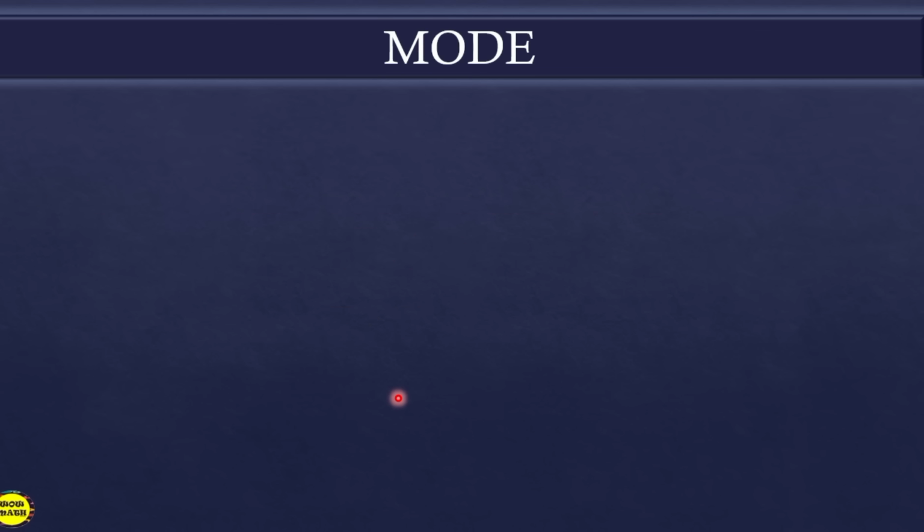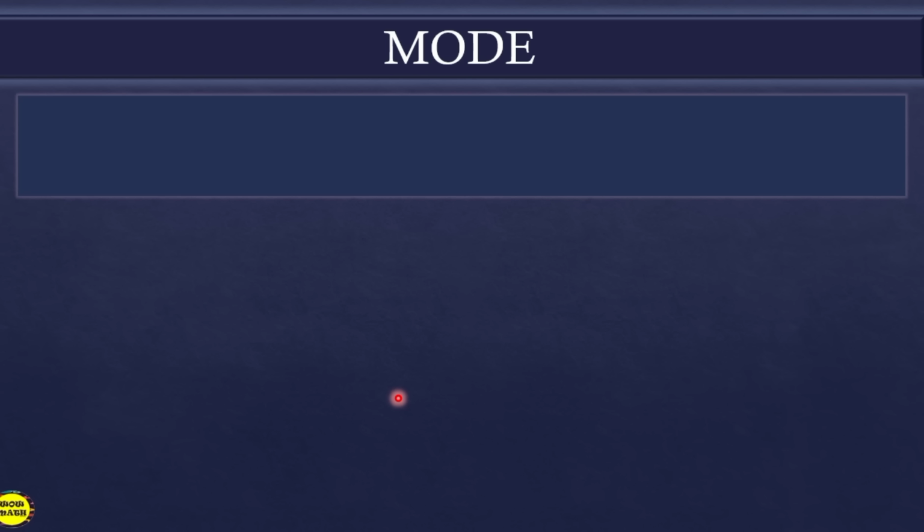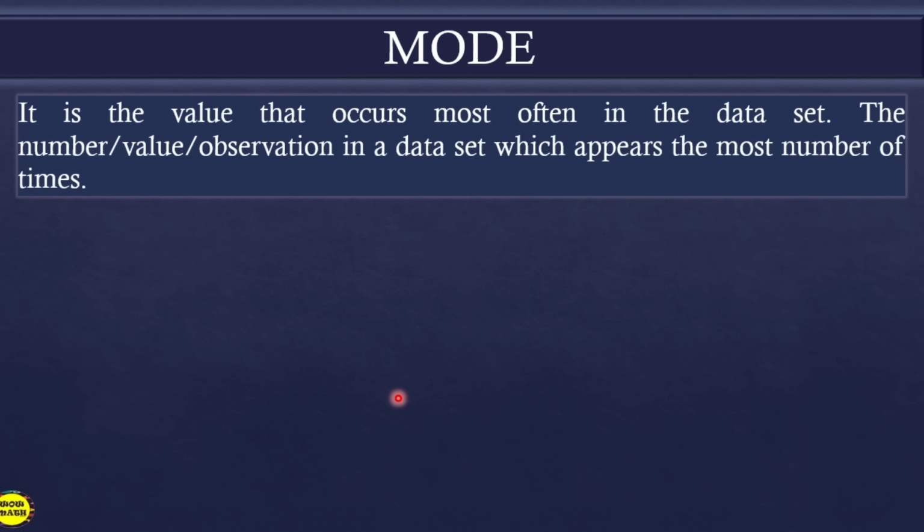So this is the last of the measures of central tendency, the mode of ungrouped data. So how to get the mode of the ungrouped data? So first, it is the value that occurs most often in the data set. So the number value observation in a data set which appear the most number of times. So mas madali identify yung mode kasi hindi tayo magko-compute dito. So titingnan lang natin kung anong score yung pinakamarami sa distribution.